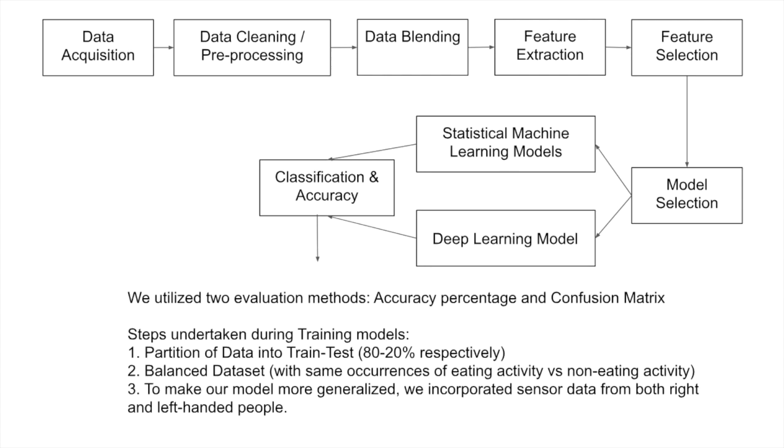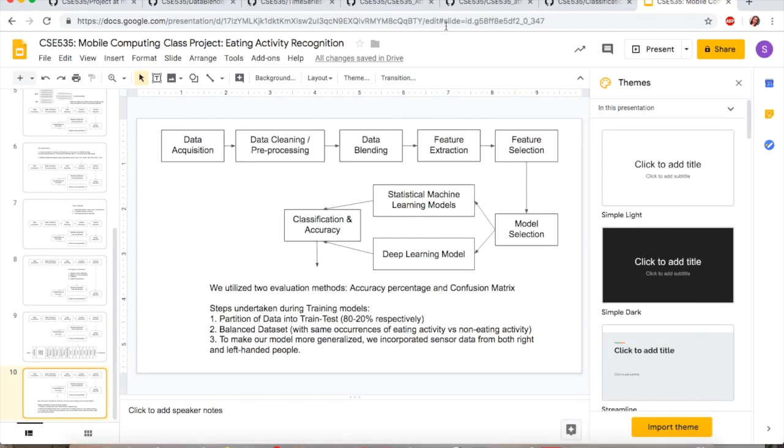The step undertaken during training the models is partitioning the data into train and test sets with an 80-20% split. Initially, the data set was unbalanced, and we had to make the data set balanced with the same occurrences of eating activity and non-eating activity. To make our model more generalized, we incorporated sensor data from both right and left-handed people. So, moving on to the code.